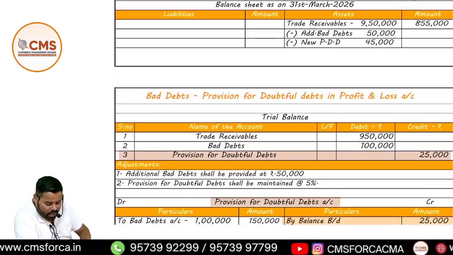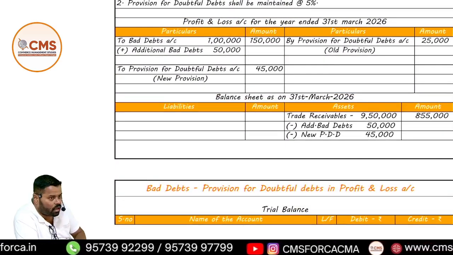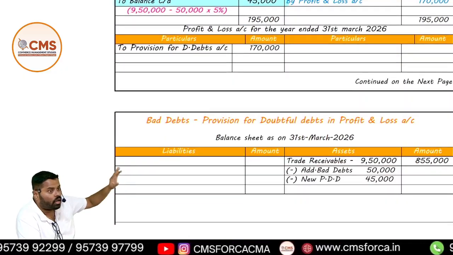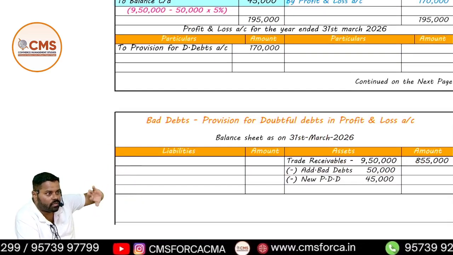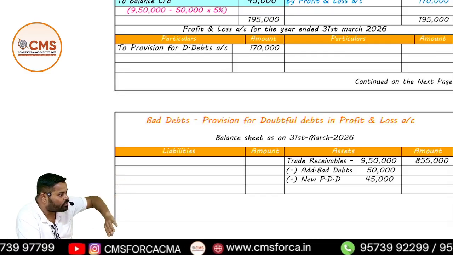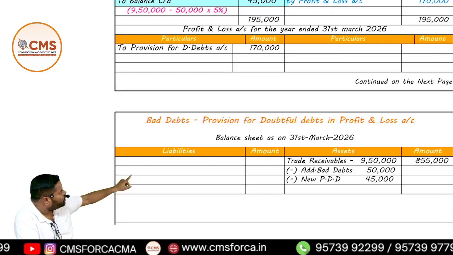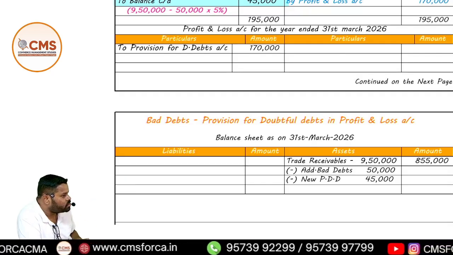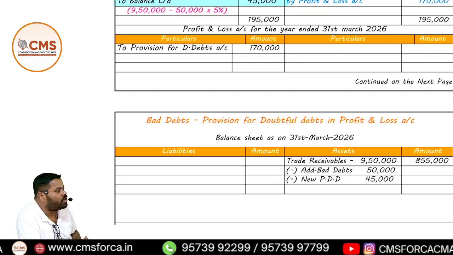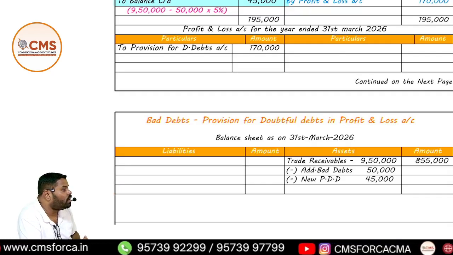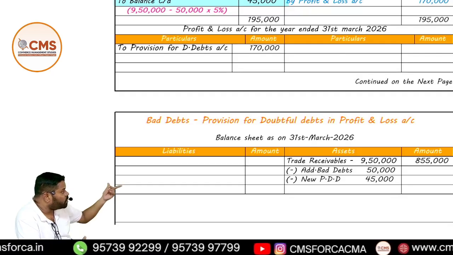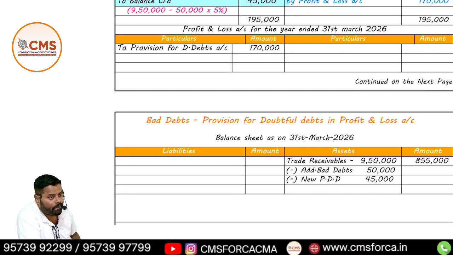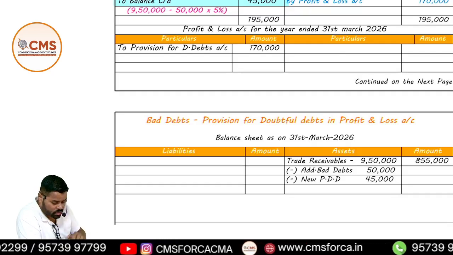Now, which P&L account is better? P&L account like this or P&L account like this? Here we are not writing all those 5 amounts. Credit side 25,000, debit side 1 lakh, 50, 150, 45. We are not writing all that. We are writing it only as provision for doubtful debts. If someone sees this, they will think that this business has a doubt that they will not get 1,70,000, because what is the name of the account there? It is provision for doubtful debts. Got the clarity? So this is the way.